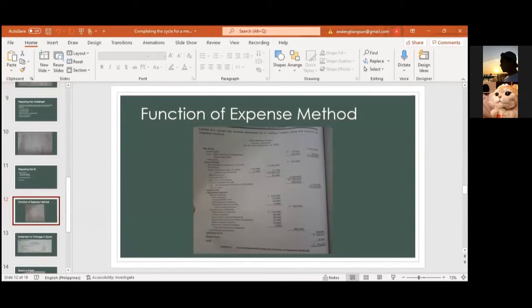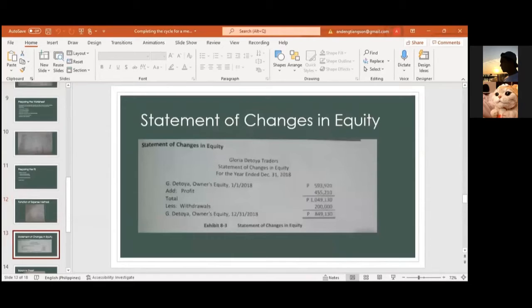So sa mga next illustrations natin, ipapakita natin kung paano nag-connect yung four financial statements. So dito sa statement of changes in equity, makikita natin yung profit na na-compute natin from income statement. So we will add the profit to the beginning capital and less the withdrawals to get the ending capital. Next illustration. So ganyan i-present yung statement of changes in equity.